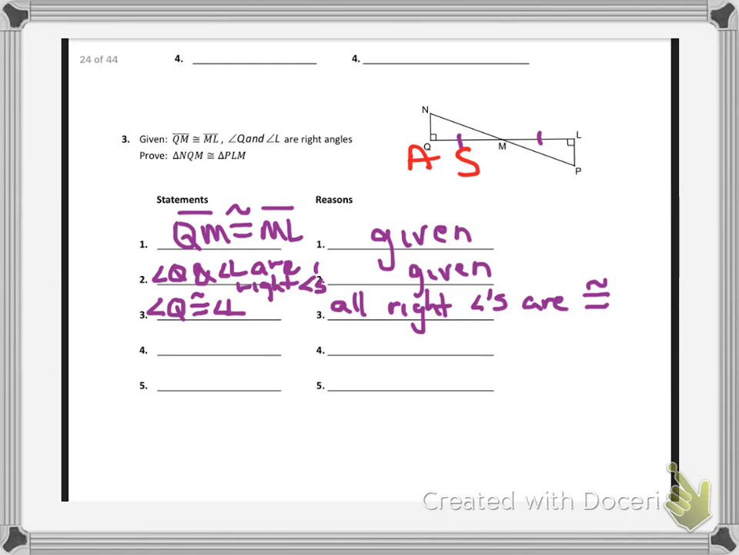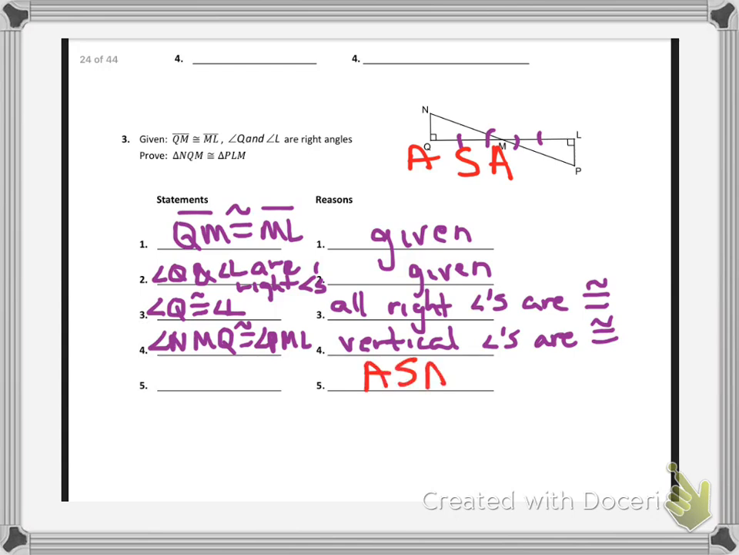The last piece we're going to use then is these two angles right here by M. So I can say angle NMQ is congruent to angle PML. Why can I say that? Well, they're directly across from each other in the intersection. They are called vertical angles. And vertical angles are congruent. We proved that the other day. All right, so that gives us another angle. And now look, we have ASA, angle, side, angle.